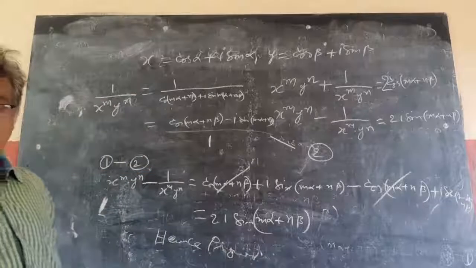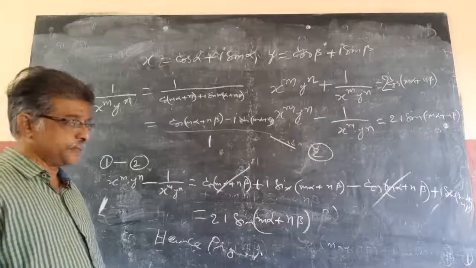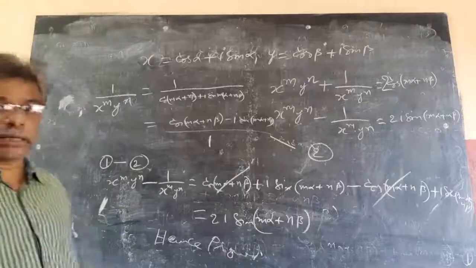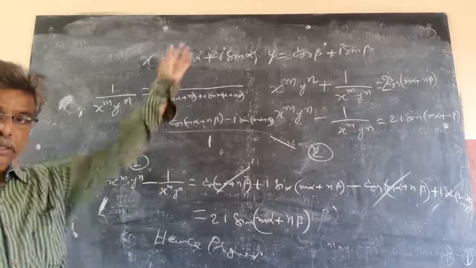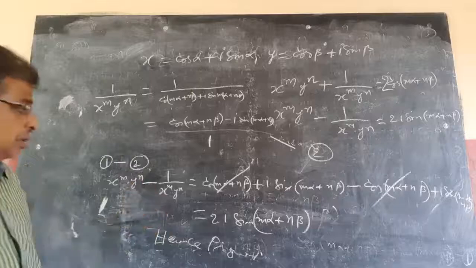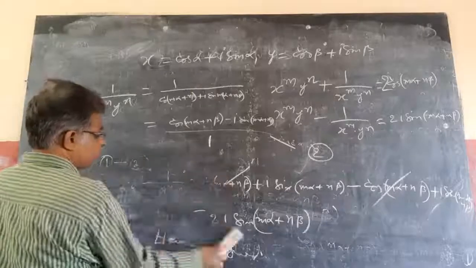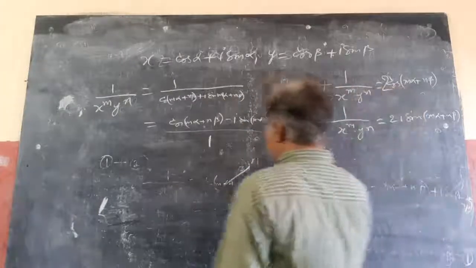So like this we will apply De Moivre's theorem, De Moivre's theorem of integral powers or integral index. Now we will do for rational index. Next, we will go for rational index. We did all the integral index sums. Now we will go for rational index.